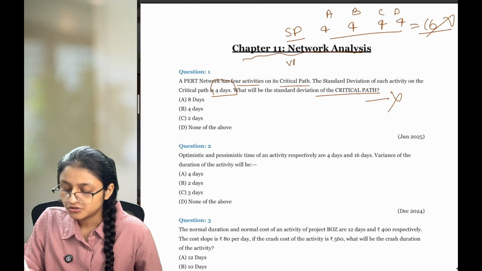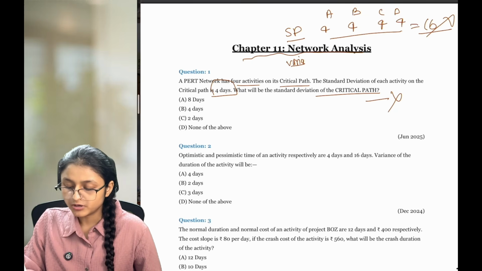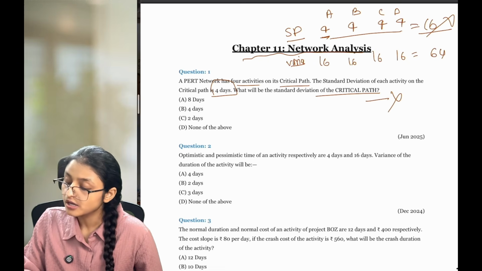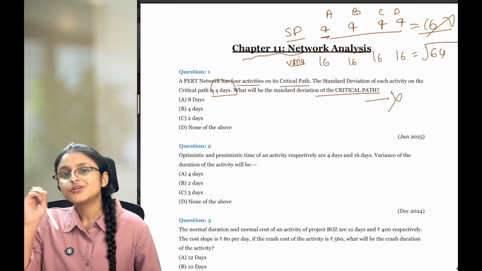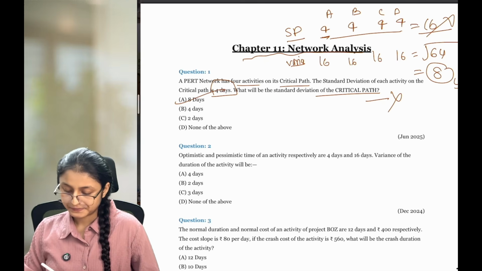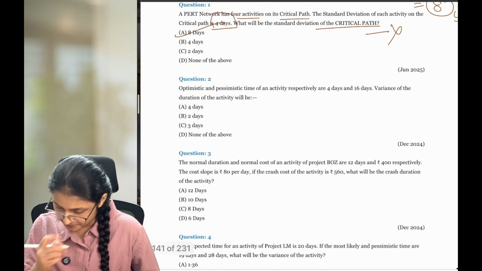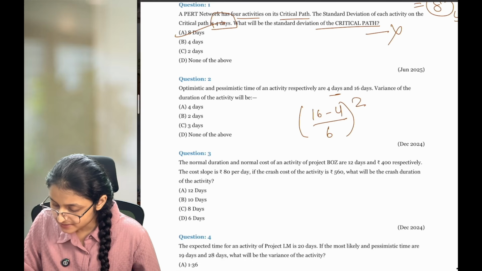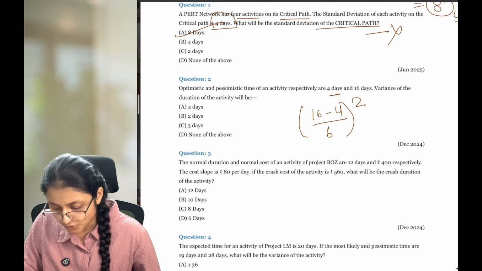What to do then? You're going to take first the variance of it. What is variance? Standard deviation ka square is variance. So 4 ka square is 16, again 16, again 16, again 16. Take the total of this variance, which is 64. Now do the under root of it to get your standard deviation. So this will give you 8, and this is your correct answer. Okay? Optimistic and pessimistic time is given to you. You need to calculate the variance. So 16 minus 4 divided by 6 ka square. So 12 by 6 ka square is 4.